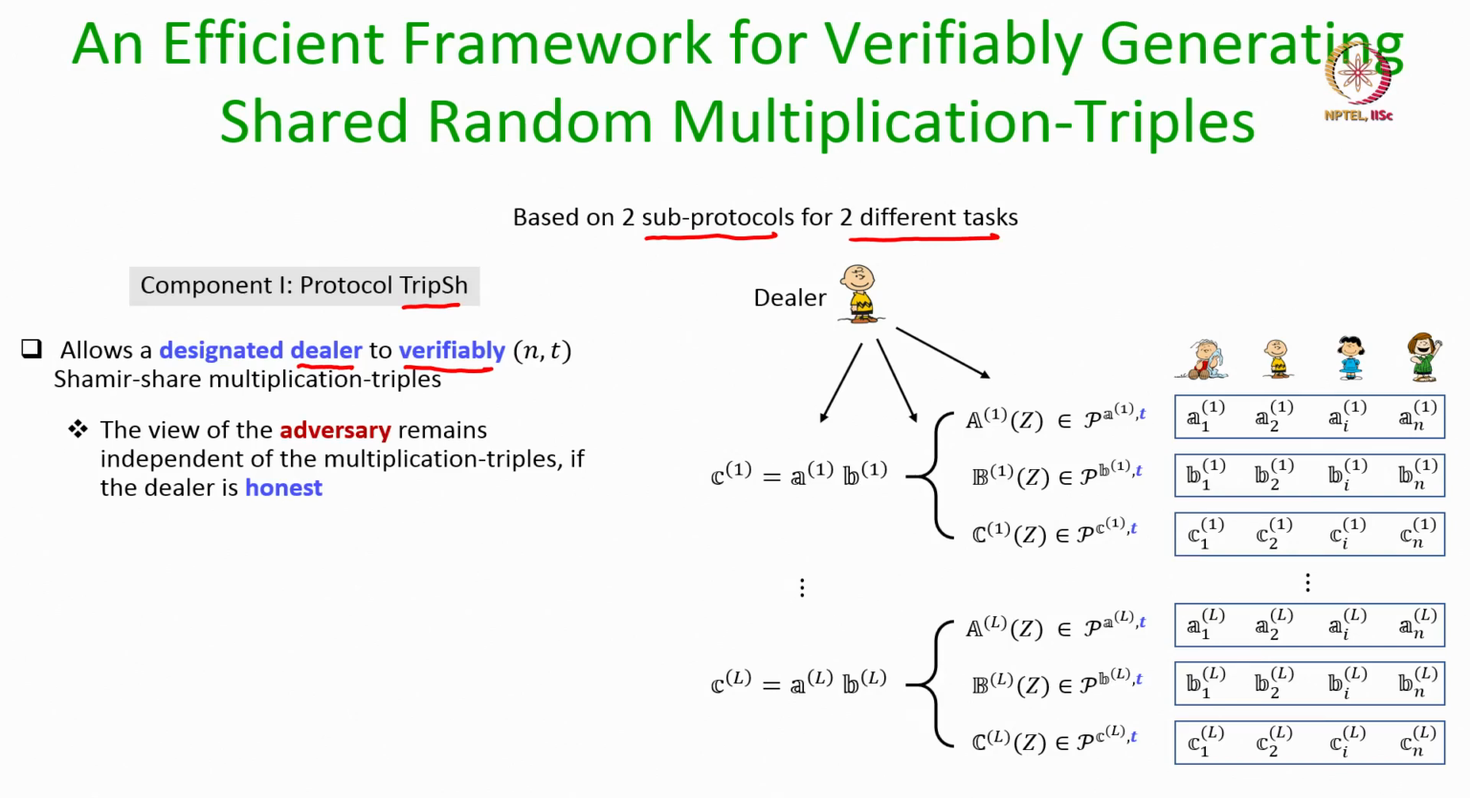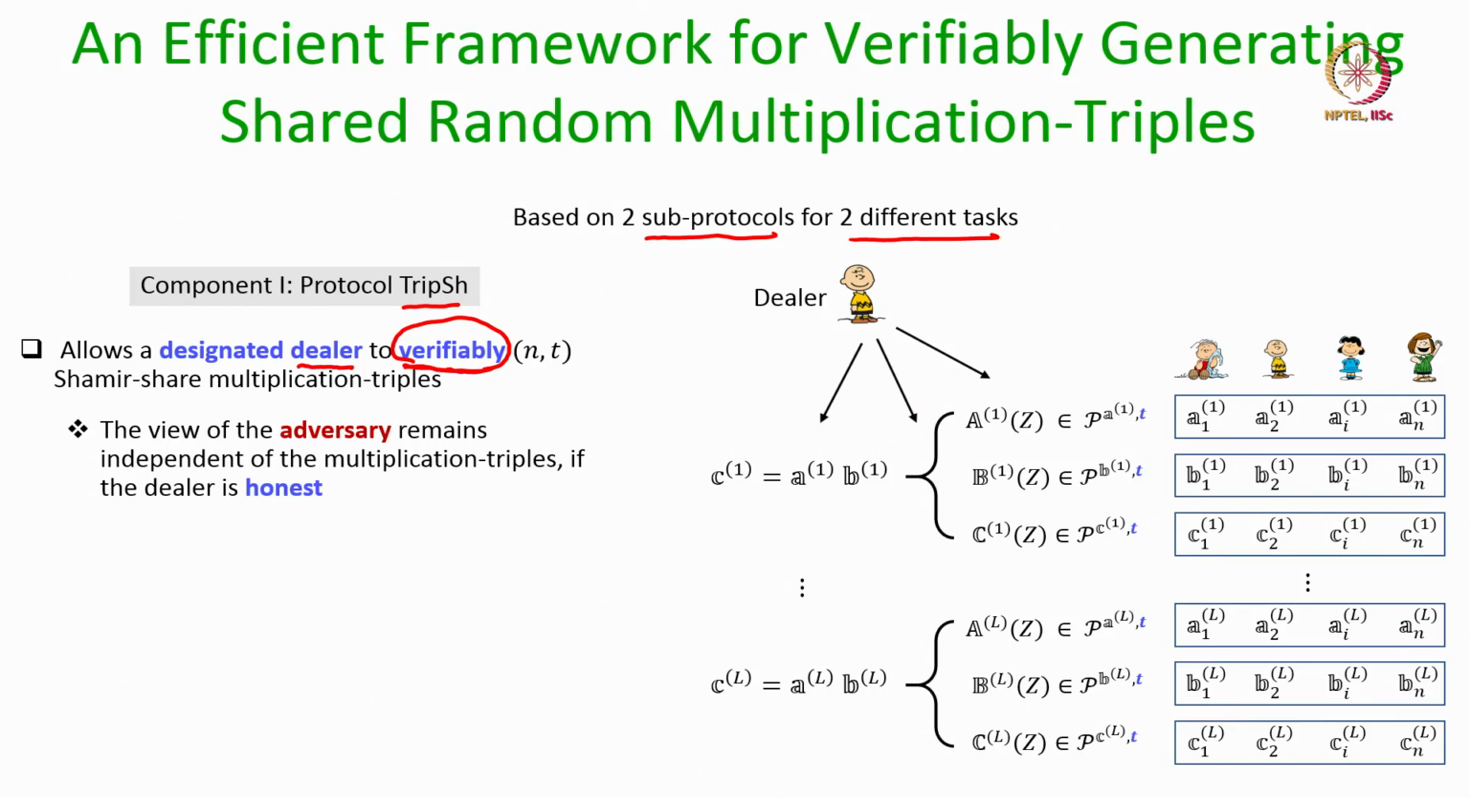Because if the dealer is corrupt, then what it can do is it can simply secret share triplets which are not multiplication triplets, namely the C component is not the product of the A and B components, but that is not going to happen here, because this triple sharing protocol guarantees there will be a verifiability mechanism where the parties will be able to verify whether the dealer has shared triplets which are multiplication triplets, and then the verification process will also ensure that if the dealer is honest, then during the verification process no information about dealer's triplets is revealed.